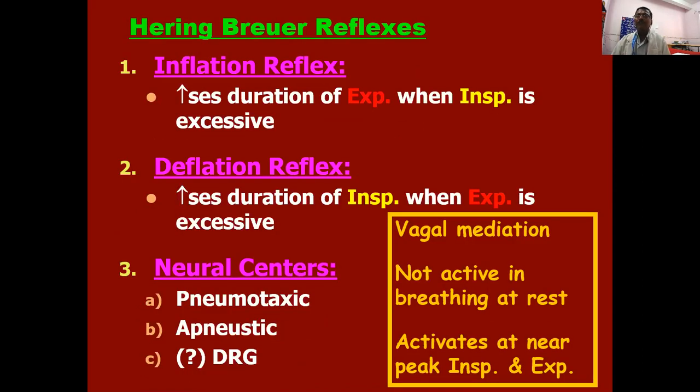Hering-Breuer reflex: there are two main reflexes, the Hering-Breuer inflation reflex as well as the Hering-Breuer deflation reflex. The inflation reflex increases the duration of expiration when the inspiration is excessive. The deflation reflex increases the duration of inspiration when the expiration is excessive. The neural centers are pneumotaxic, apneustic, and dorsal respiratory.